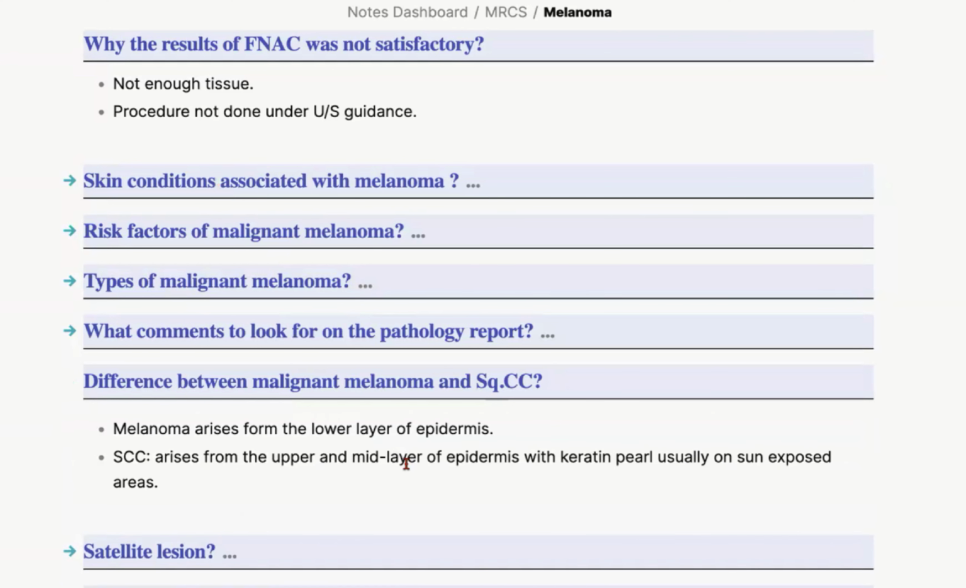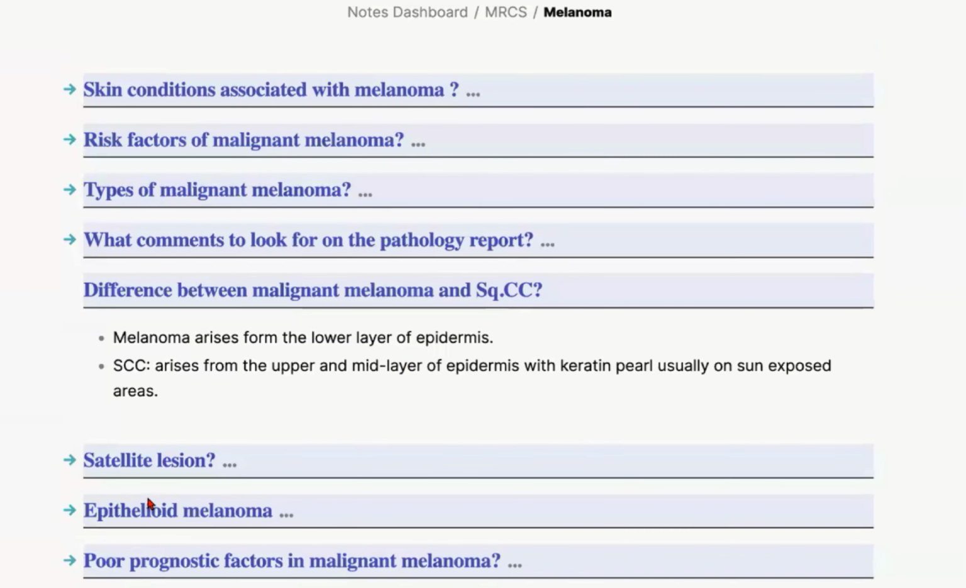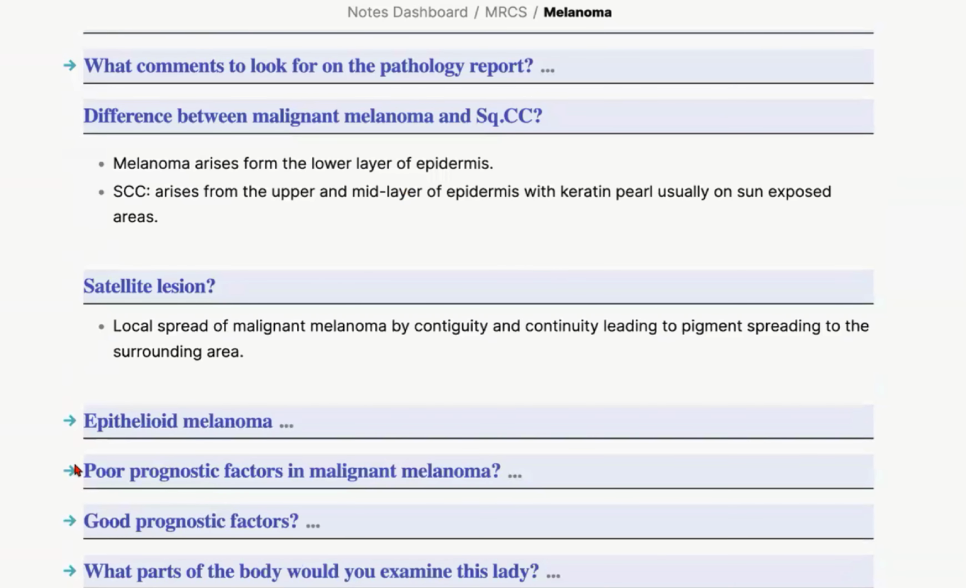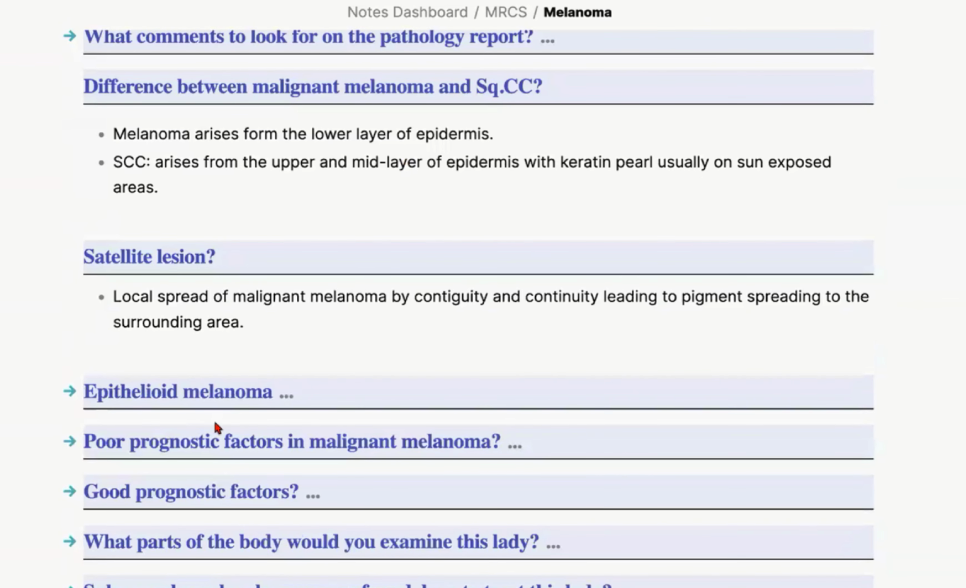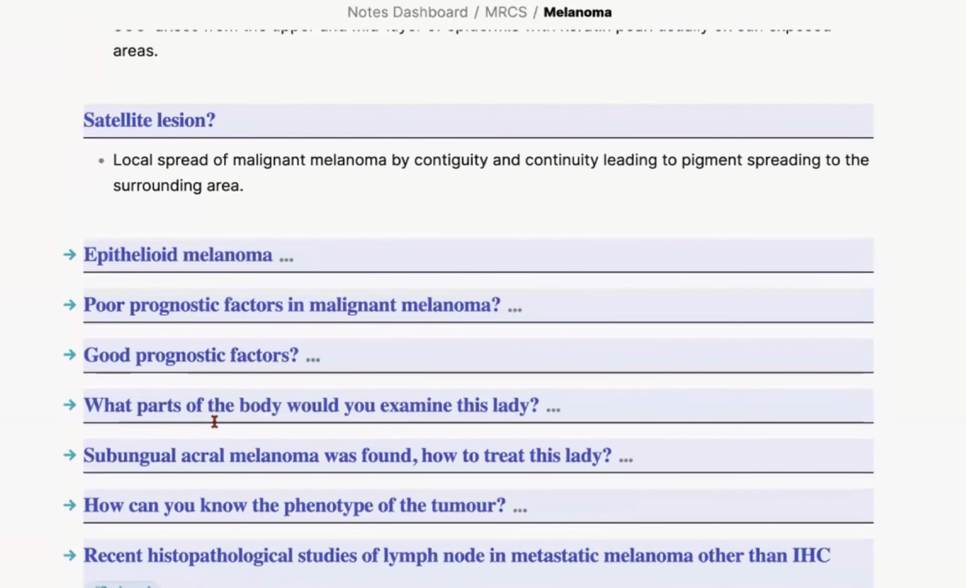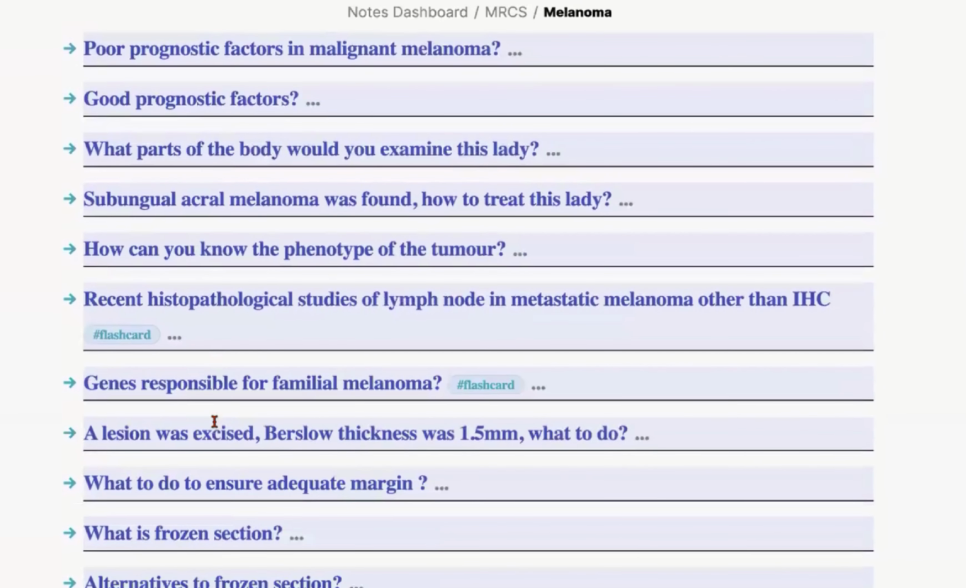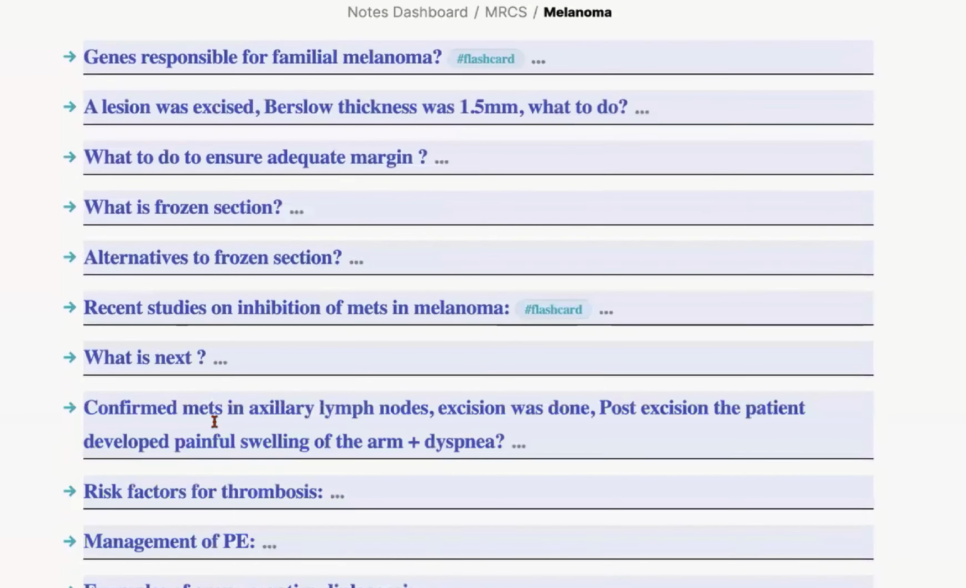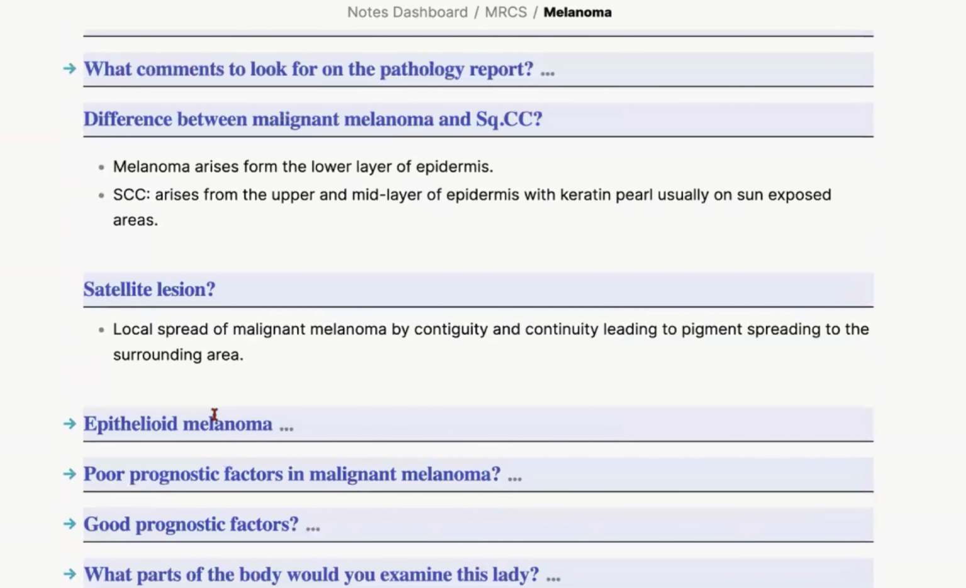Satellite lesion, you can see around the primary lesion within 2 centimeters around it in the line of lymphatic drainage. What is epithelioid? I'm not sure. What are the poor prognostic factors in malignant melanoma? It's about the depth of the invasion of the tumor, increased depth of the invasion, and also thickness. It's, I think, increased number of mitoses.